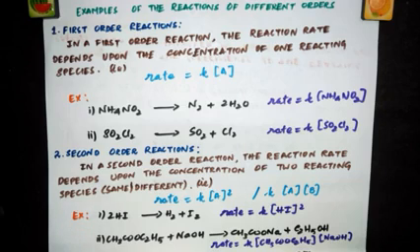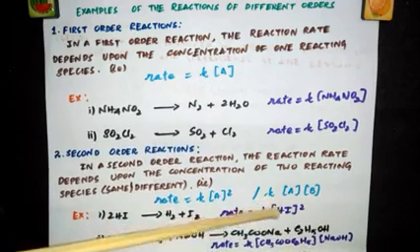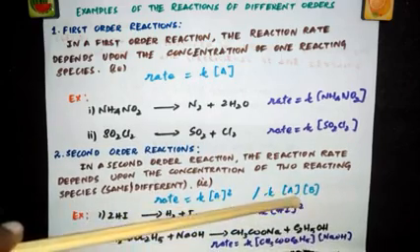So if the reaction rate depends upon the concentration of two reacting species, then we call such reactions as second order reactions. Look at this example. 2HI giving you H2 + I2. Rate is equal to k into concentration of HI to the power 2.